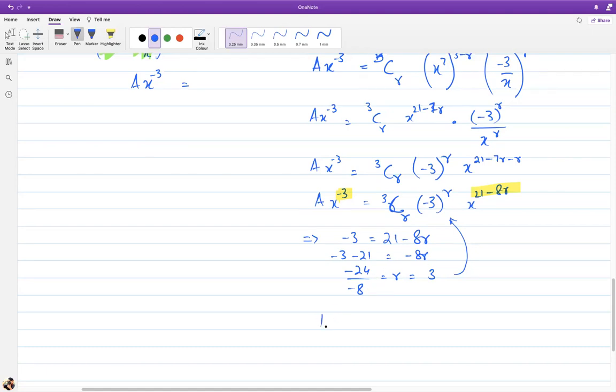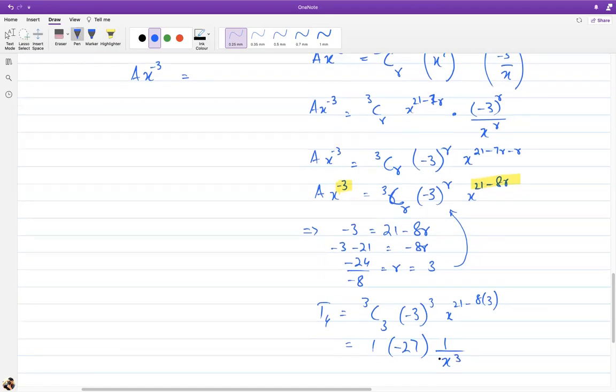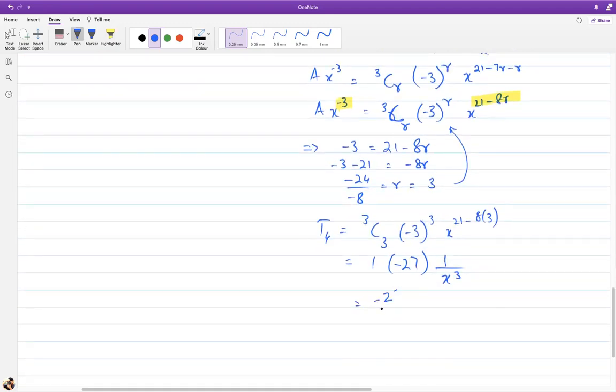So my term becomes term number 4 now, because it is term r plus 1. 3C3, minus 3 to the power 3, x to the power 21 minus 8 into 3. And that's how it goes. So 3C3 is 1, minus 3 cubed is minus 27, and 1 over x to the power 3 is left. And you're left with minus 27 over x cubed, which is the answer that you're looking for. Okay.